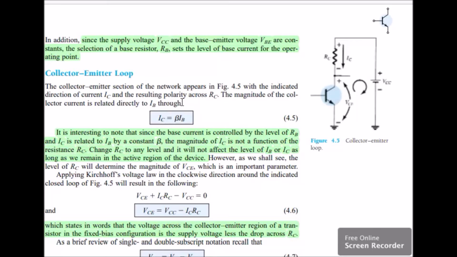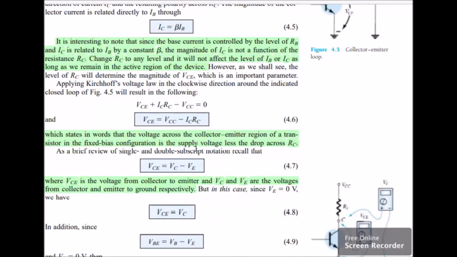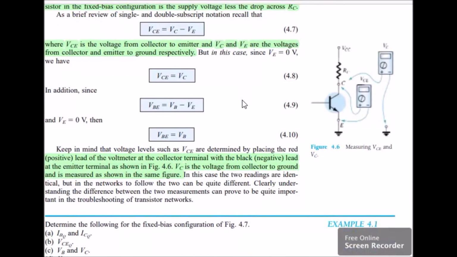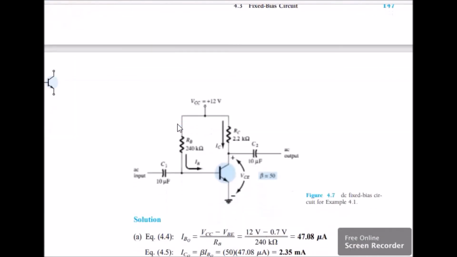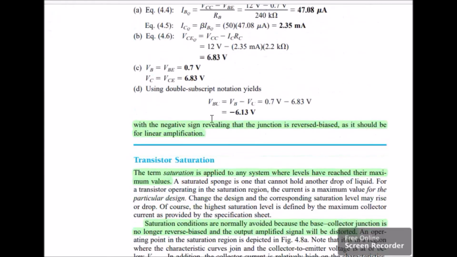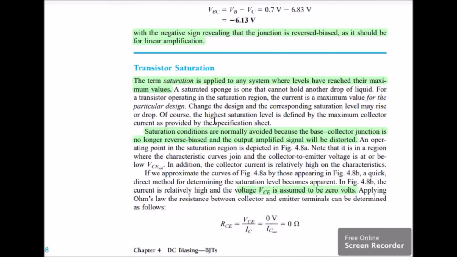Basta alam mo lang yung KVL, yung mesh natin, yung looping natin, yung Ohm's law, and yung rules and how do we analyze BJT, no need to memorize these things na. Okay? Basta alam mo lang kung saan pwedeng mag-loop, okay ka na. You're good to go kahit di mo na i-memorize. Okay? And, meron siyang mga examples. You can solve this one if you want, but, which I would suggest you solve.